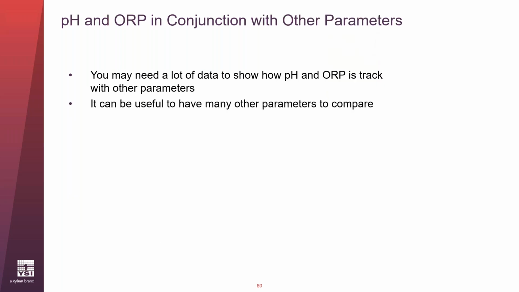pH and ORP in conjunction with other parameters. They are very useful parameters, pH and ORP, but they're several times more useful when you can correlate them to other parameters that you're also measuring. The more parameters you have to compare, the more correlations you can make.